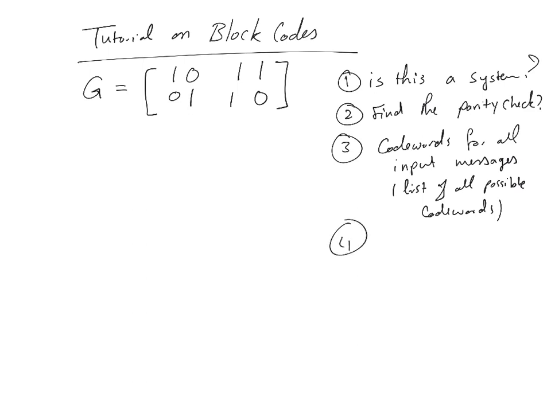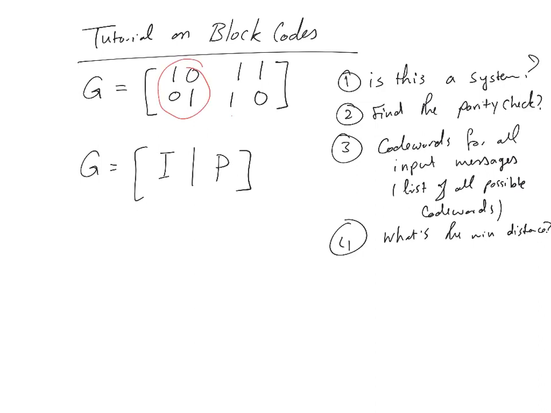Okay. Number 4, what's the minimum distance? Okay. So these are the questions that you need to ask. So let's look at this first of all. Is this a systematic block code? Now the idea is that for systematic block codes, G should look like I, P. Is this the case? Yes, it is the case, because we can see here that this is the unity matrix, and then the rest is going to be a parity check matrix.